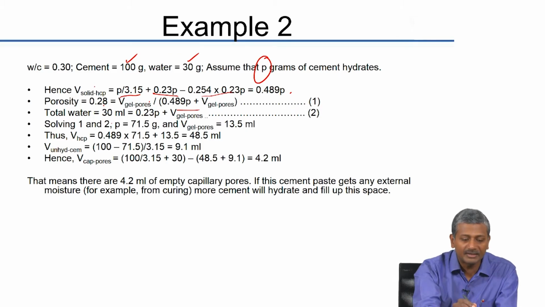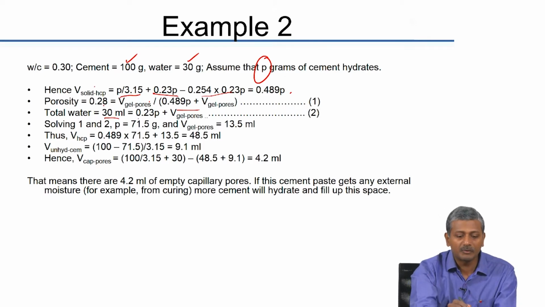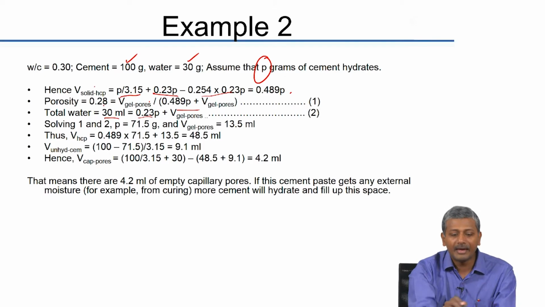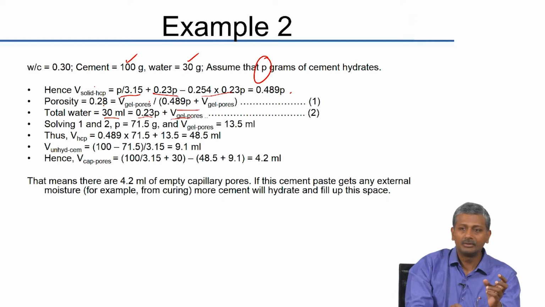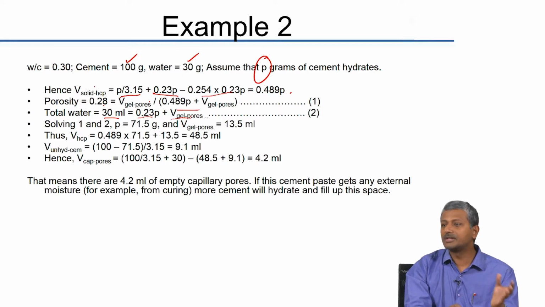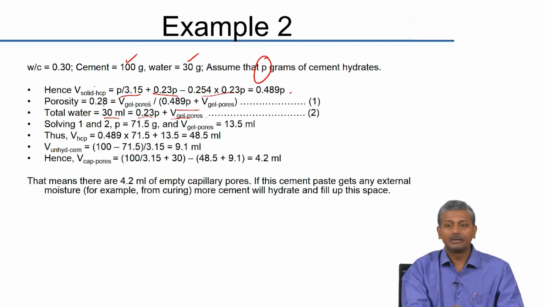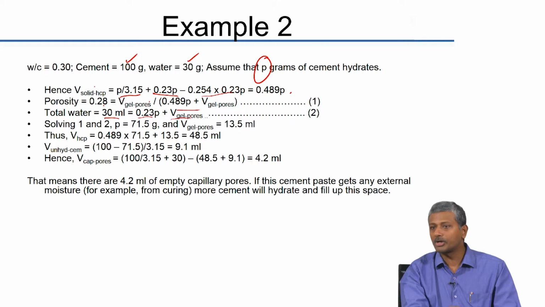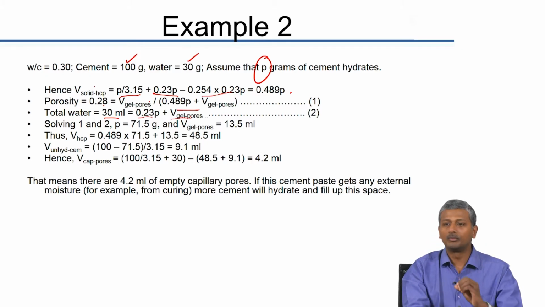It is going to say that this 30 milliliters total water is distributed between the bound water and the gel pores. What did I tell you earlier? If cement has to hydrate, the gel porosity has to completely be filled with water. Okay. So this 30 milliliters has to go between the hydrated cement paste, that is in terms of the bound water, that is 0.23 P, plus it has got to fill up all the volume of the gel pores that is actually available in the system.